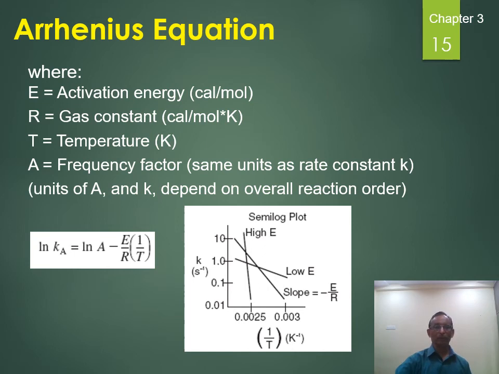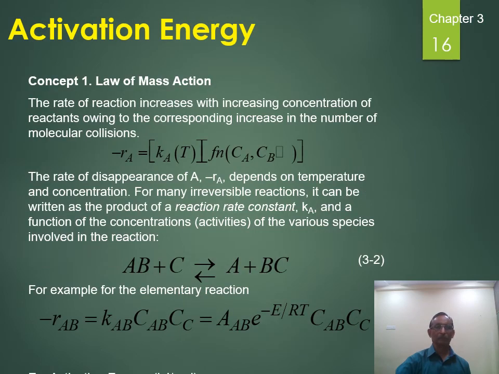So we have to plot the graph: ln k, the logarithmic scale on the y-axis, against the reciprocal of temperature, 1 by T in Kelvin, that's why it is K to the power minus 1. The slope of the line is minus E by R, and then note down the value of E. This is the activation energy. Depending upon the activation energy, everyone is aware of the law of mass action, depending upon the collision, temperature, and concentration of the reactant. This is the way it is mentioned here. Law of mass action: the rate of reaction increases.